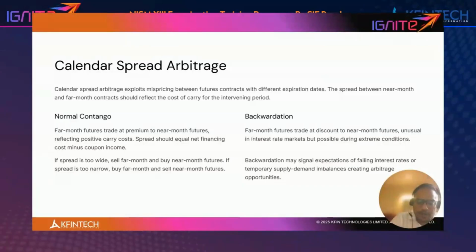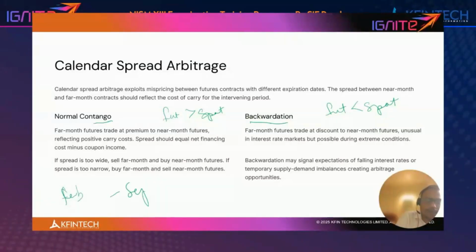There are two terms written over here, contango and backwardation. Don't get intimidated. Contango is when the futures is greater than the spot. Backwardation is when the future is less than the spot. Say we are in Feb month and let's take September as the far month. If far month futures are trading at a premium to the near month futures, suppose Feb is trading at 98 and September is 99.15, then it's a positive carry. Spread should equal the net financing minus carry. If the spread is too wide, we sell the far month and buy the near month.